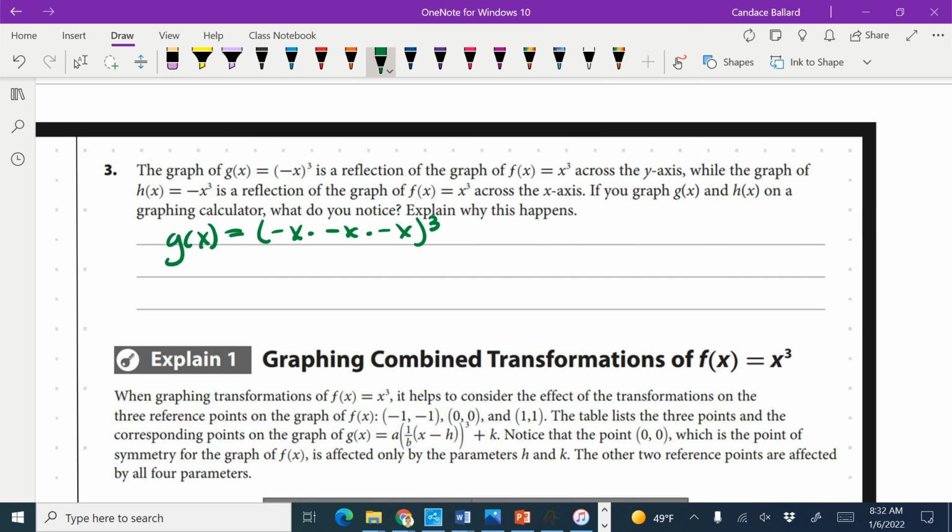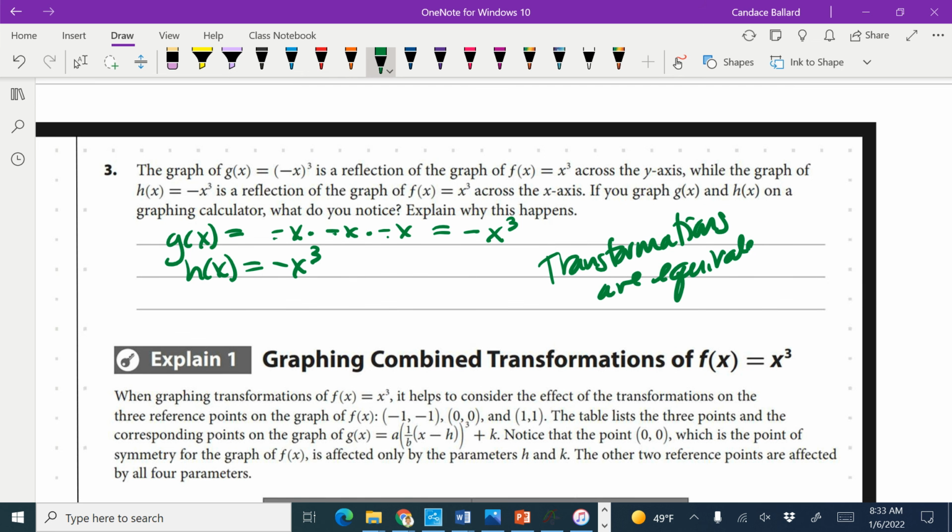Okay. I'm sorry, that's not what that says. It just says negative x times negative x times negative x. So we've already kind of evaluated that once, right? What's negative times a negative? Positive. Times that negative is going to be negative, and it would be x cubed. Whereas h of x is already that, isn't it? So basically those transformations were equivalent. Okay, so I would just say the transformations are equivalent. That's why it works.